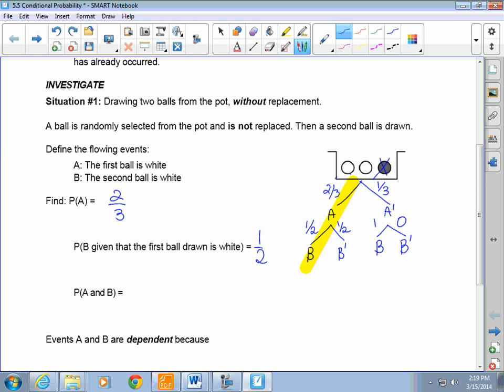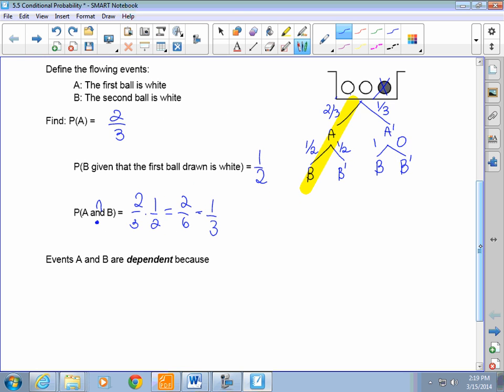Probability of A and B. A and B is that intersection, and also means that we multiply. So the probability of A happening and B happening would be 2/3 times 1/2. So that is, not a 3, sorry. Why isn't my math working? 2/6, so it's 1/3. So you have a 1/3 chance that the first ball and then the second ball drawn are both going to be white.